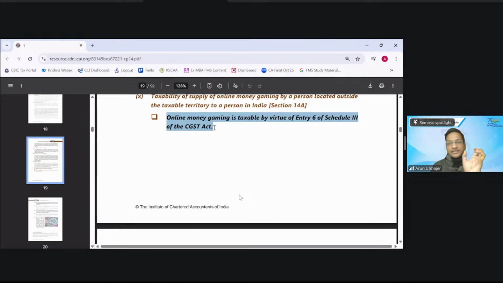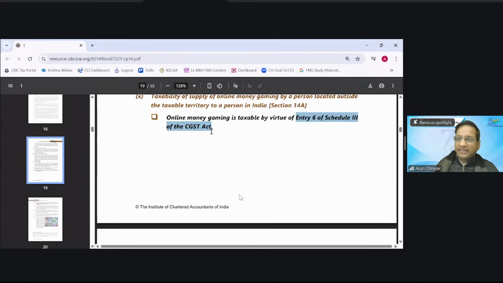What is para 6? Are specified actionable claims leviable to GST? Answer is no, other than specified actionable claims. And now, other than specified actionable claims means they are liable to GST, because Schedule 3 has excluded that. Now, because Schedule 3 has excluded that, it says that it will be taxable by virtue of entry 6 of Schedule 3.